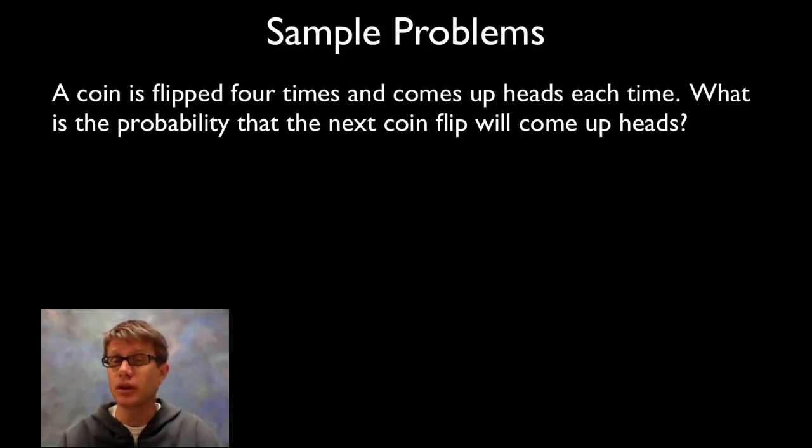So I'll read it, then quickly come up with an answer, and then I'll tell you what the right answer is. So a coin is flipped 4 times, comes up heads each time. What's the probability the next coin flip will come up heads? Right answer should be 1 in 2, or half of the time. So basically what I'm getting at here is all these earlier events aren't going to affect the next event.